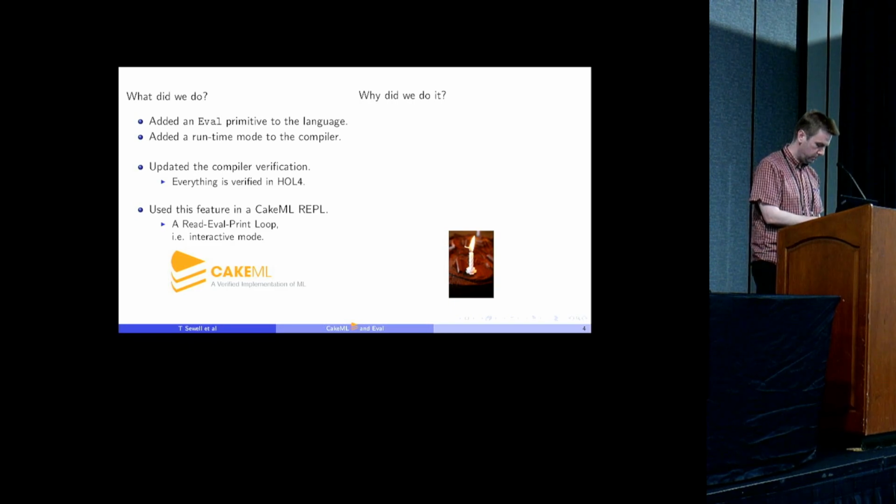So there's two reasons we do this. Firstly, let's make it clear, this is a talk about adding eval to CakeML. We add a primitive to the language. We add this runtime feature to the compiler, so the compiler can compile new programs at runtime, and we use that to verify, in a limited sense, that REPL you saw. And because CakeML is already a very big project, we try not to change everything too much. So we try to keep the existing verification structure.